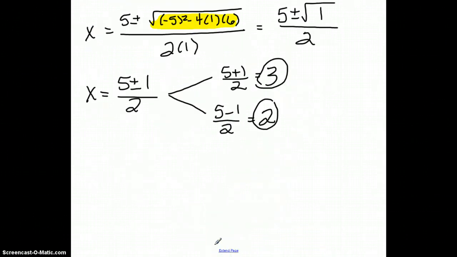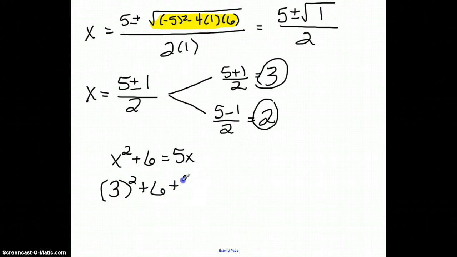Now don't forget that means that you've got to plug them back into your original equation, which was this, and make sure it works. So we're going to check the 3. Oops, meant to write equal there. So I'm going to check 3. I am also going to check 2.